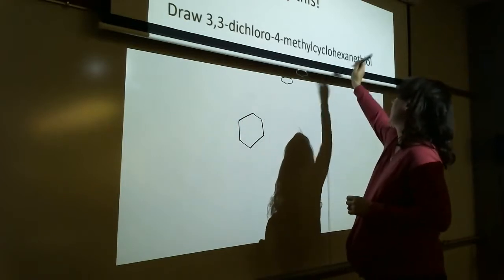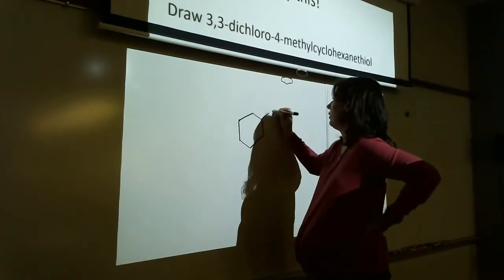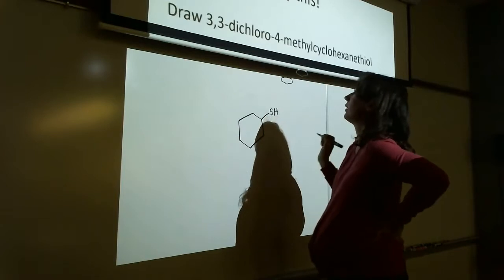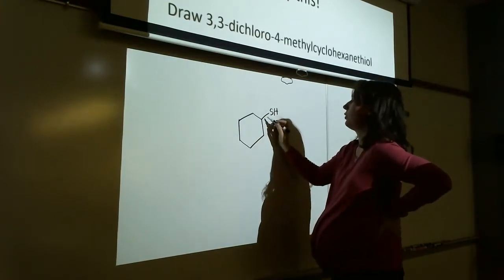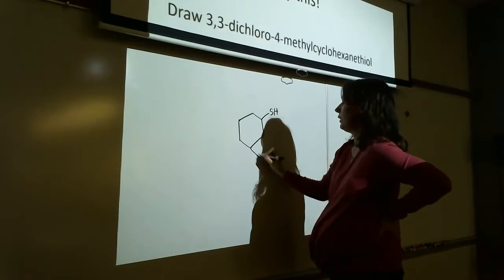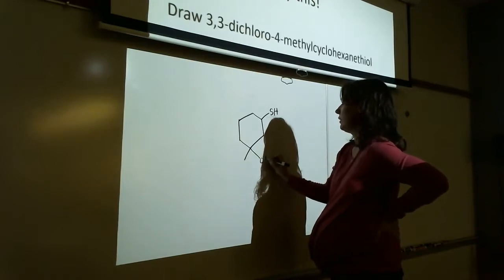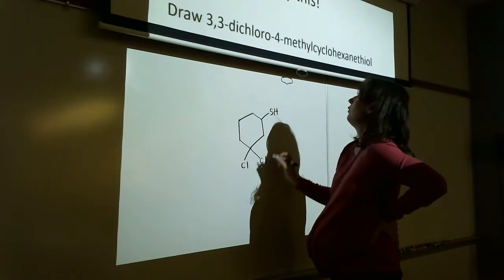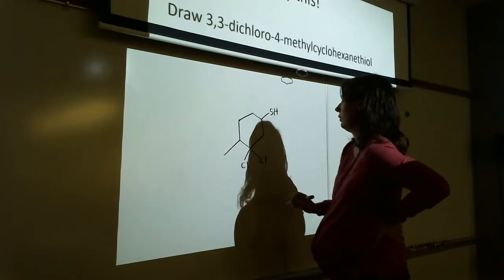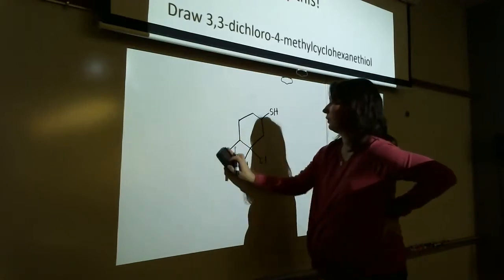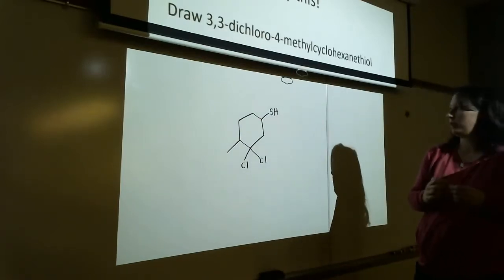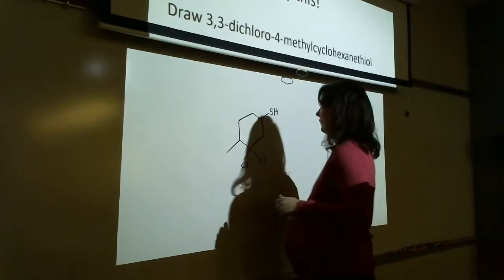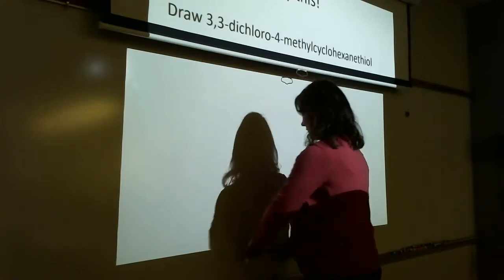And then the thiol is going to be number 1 by default. That's our functional group. So we're going in reference to it. So 3,3-dichloro. So 1, 2, 3, 3,3-dichloro, 4-methyl. Got a little carried away there. Do we agree on this one? Do we get the same answer? All right.